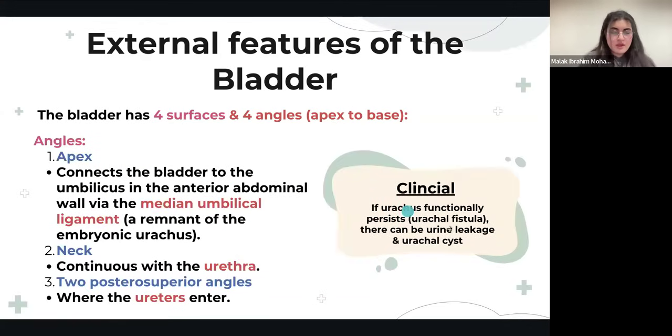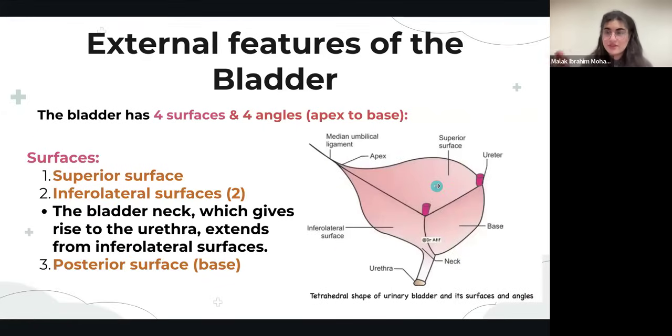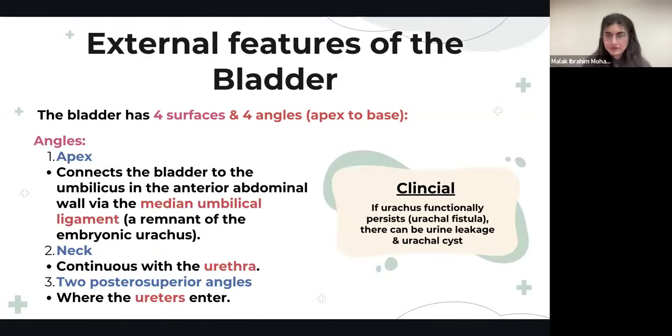Okay. Next, you have the neck, which is continuous with the urethra, and then we were talking about the posterior superior angles, which would be located on the sides, and this is where your ureters would enter from the kidneys. So the ureters would come from each kidney, and they would enter through these posterior superior angles.